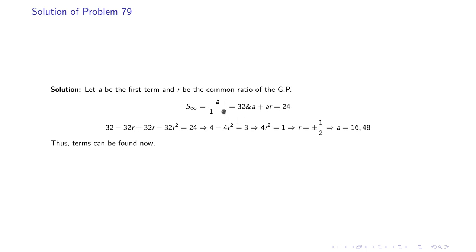So now we substitute A equal to 32(1 - R), and we get the equation as 24. Upon further solving the equation, we get R as plus or minus 1/2. Since R is plus or minus 1/2, we can substitute it here, which will give us A to be 16 and 48. So once we have found the first term and R, we can find the rest of the terms.